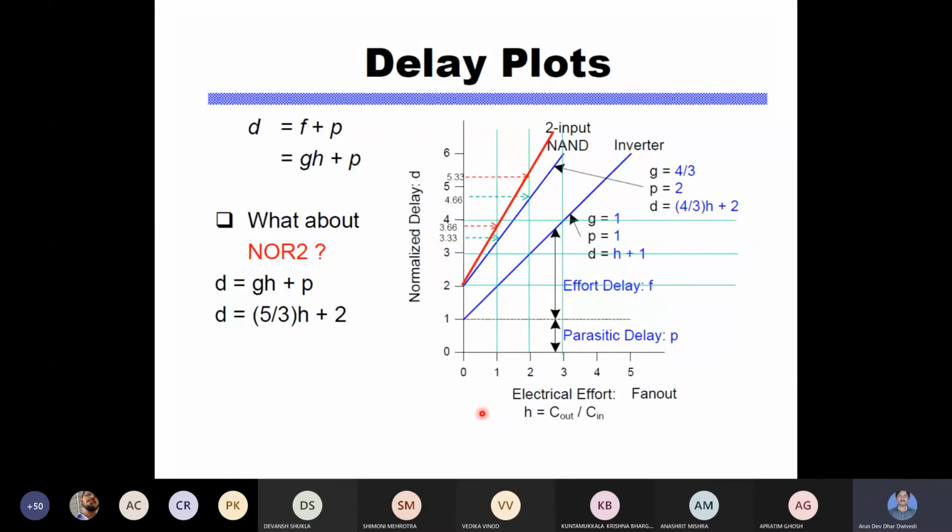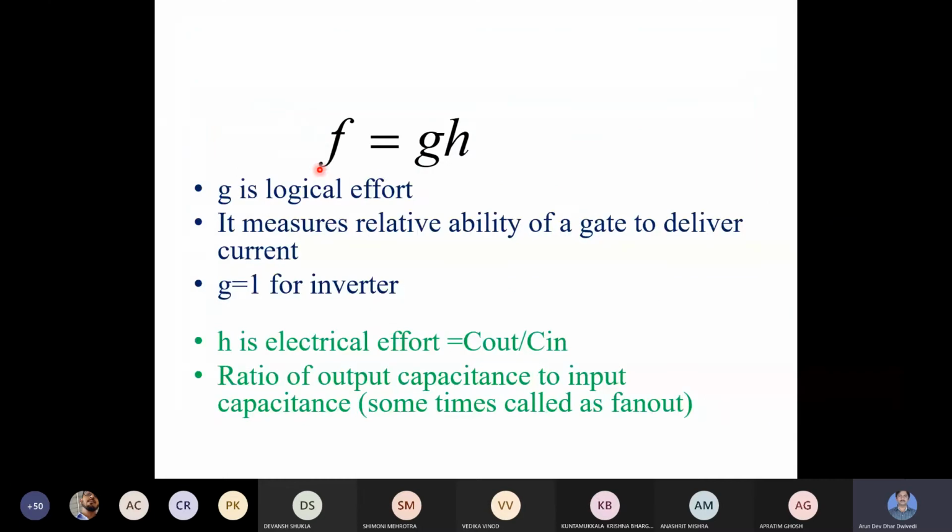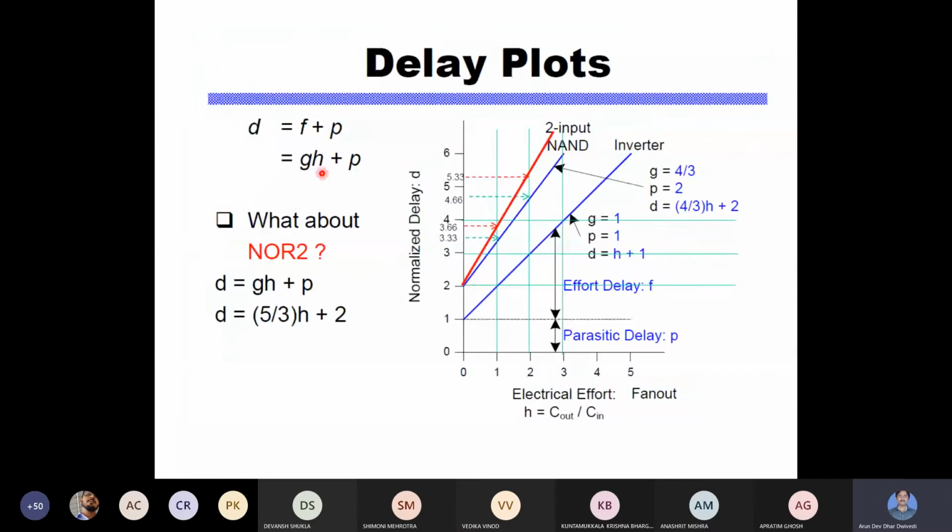Let us come to this graph. Delay, as we have defined, D equals F plus P, where F is GH, G is logical effort, and H is electrical effort, which is C out by C in. So D equals F plus P, and F is GH.